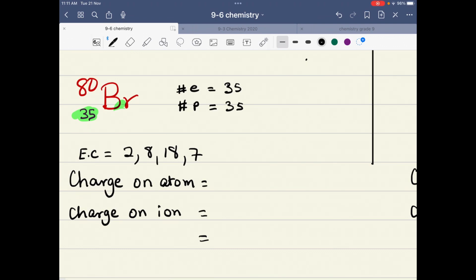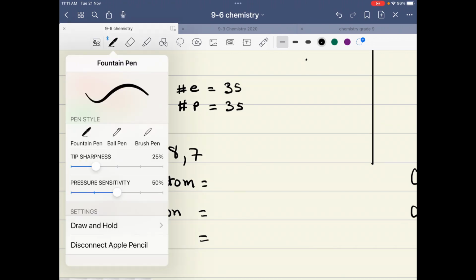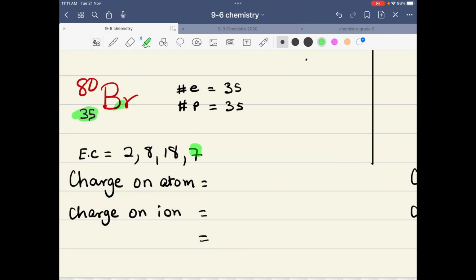As you can see, the octet rule still applies. There are 7 electrons on the final shell, which means bromine only needs one more electron to make 8 electrons on the outer shell. So in this case, bromine will be gaining 1 electron. All right? So we know that.